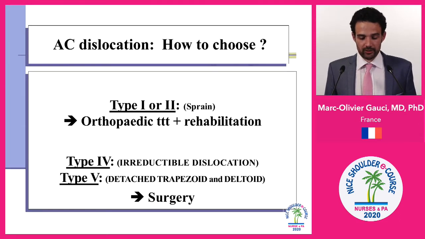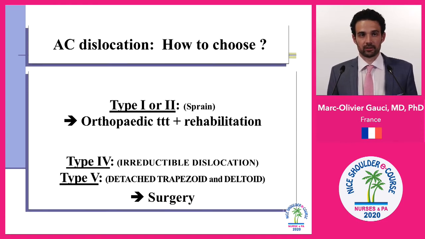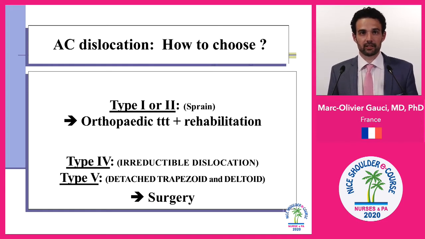What about the treatment? For AC dislocation, how to choose? Type 1 or 2, it seems like a sprain. You can do orthopedic treatment, so you can put a sling and make early rehabilitation.